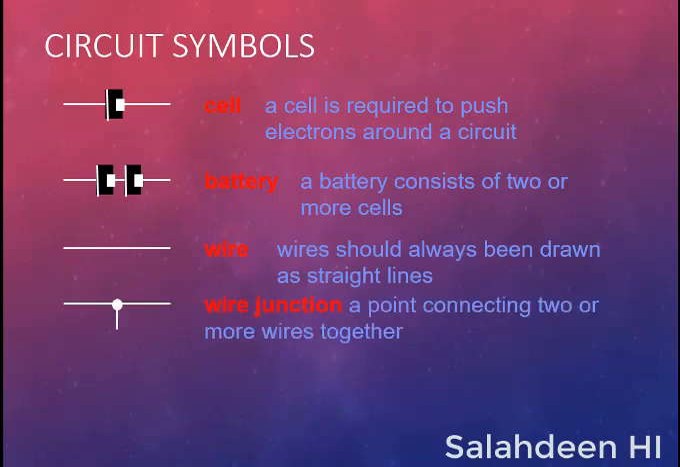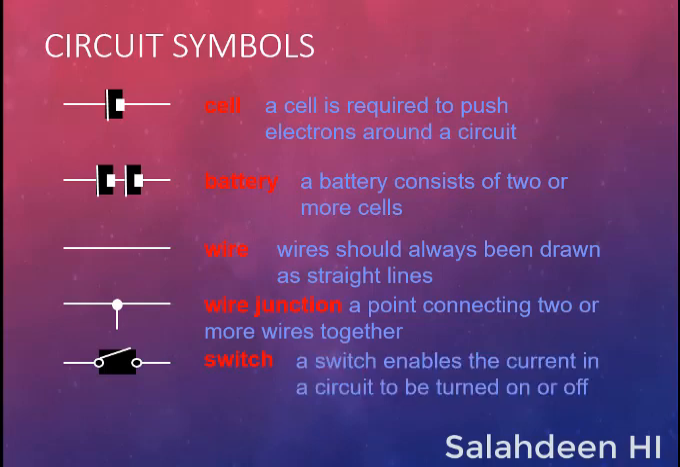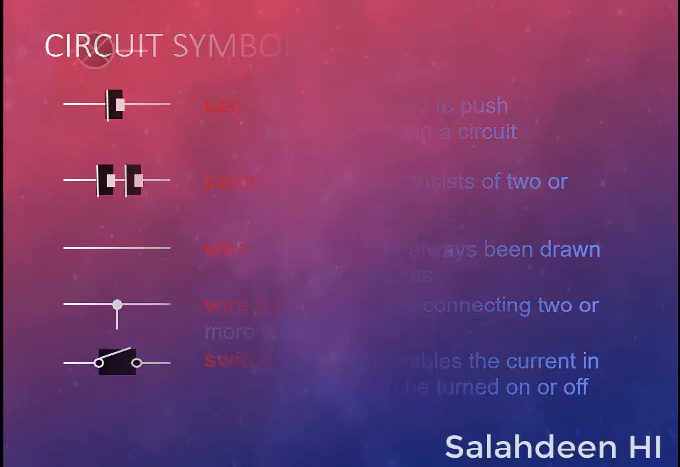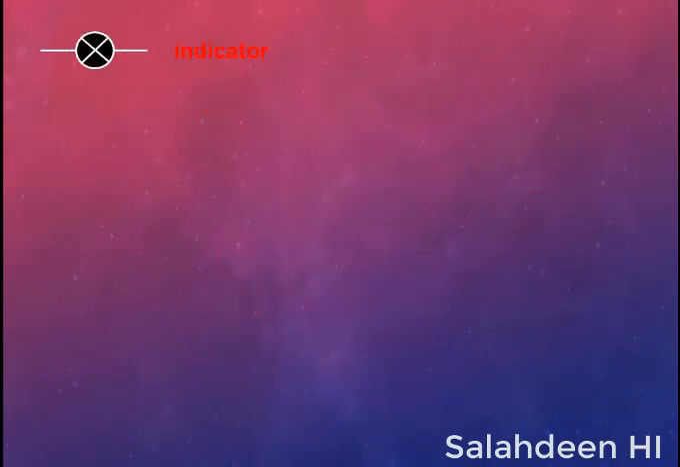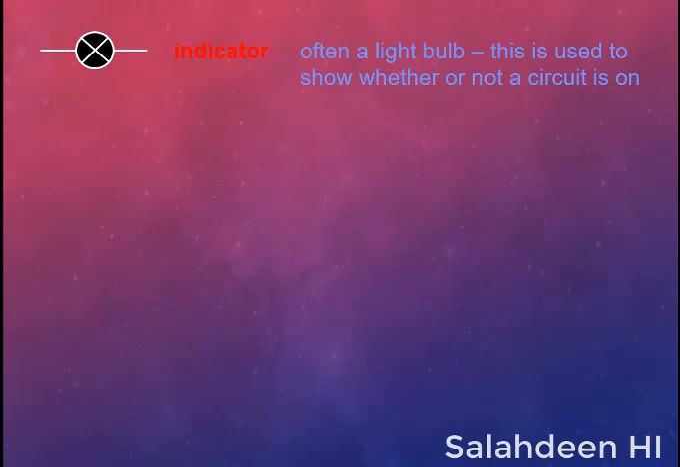This is the symbol for a wire junction, a point connecting 2 or more wires together. This is the symbol for a switch. A switch enables the current in a circuit to be turned on or off. This is the symbol for an indicator, often a light bulb. This is used to show whether or not a circuit is on.